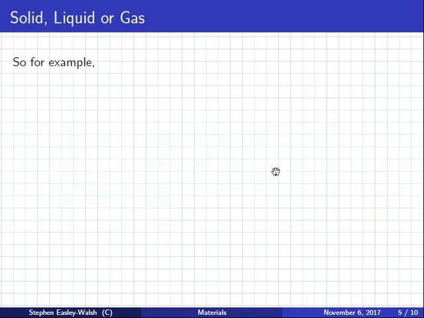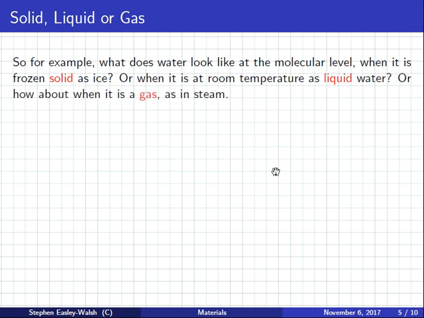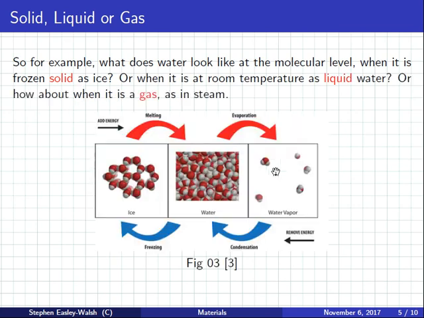Right, so for example, what does water look like at a molecular level? When it is frozen, solid as ice, or when it's liquid, or when it's gas. So, this here is an example of the three different states that you know of: solid, liquid and gas. There's a lot of vocabulary here I need you to write down, but before you write it down, I want us to talk about the difference between the states.